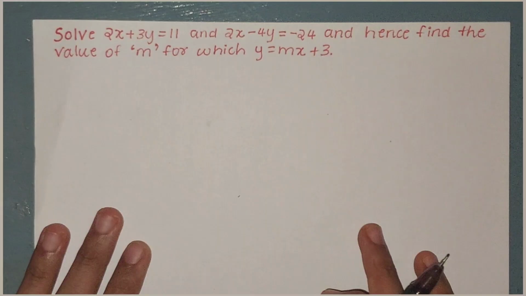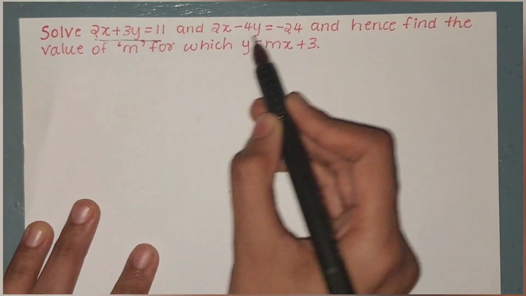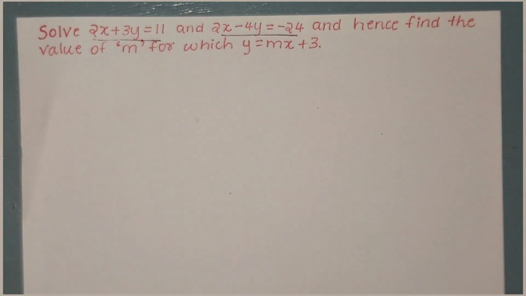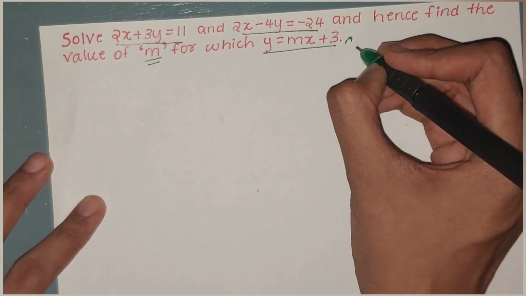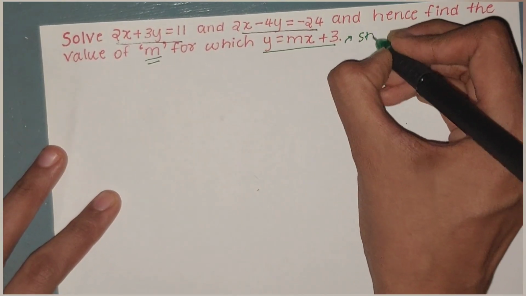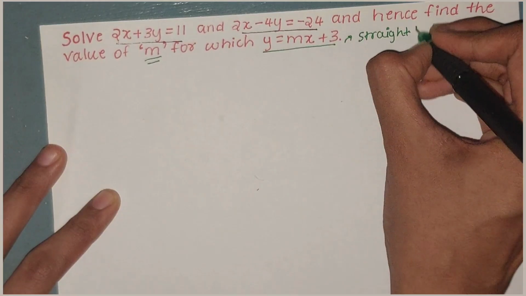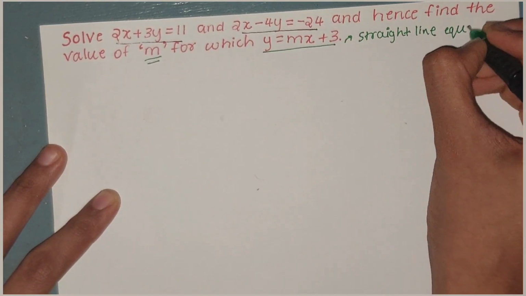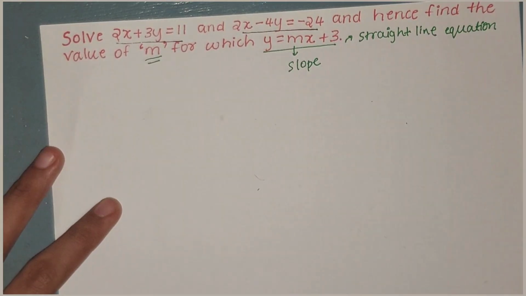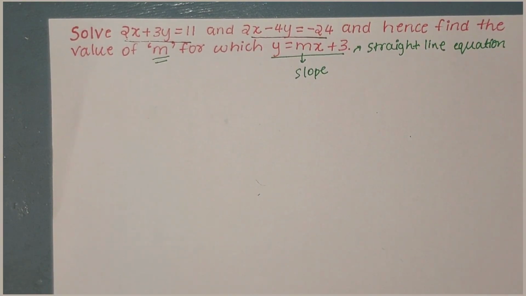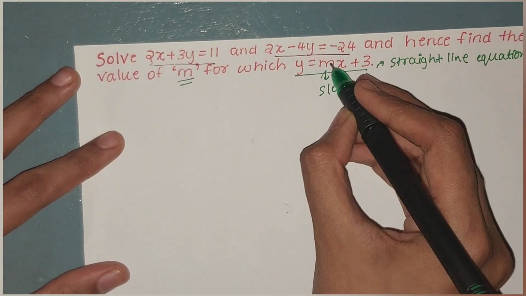So what is your next question? Solve this equation and this equation, and hence find the value of m. So I have to find the value of m. You know this is the equation for a straight line, and here m is nothing but the slope. Don't worry much about it. All this will be taught to you in your class 11th. But what they are asking you is to find this m.